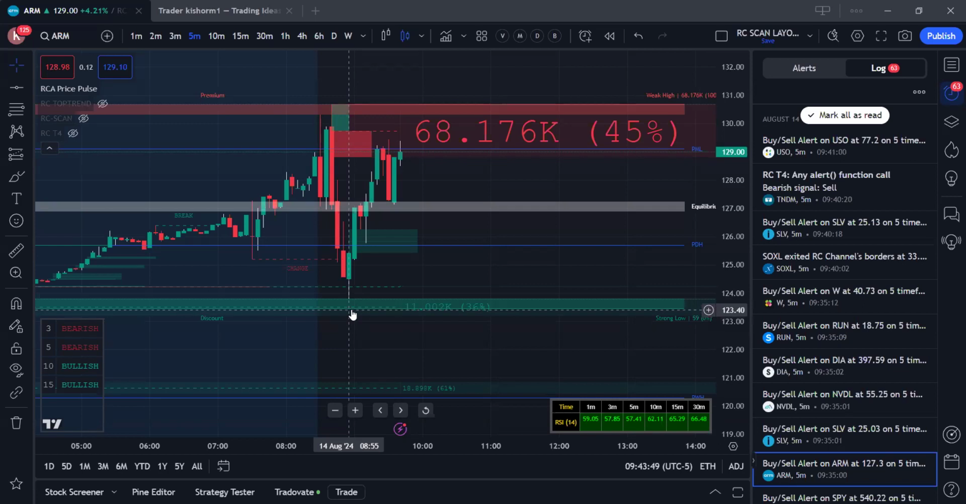Don't put a very tight stop loss, because sometimes market makers will try to just come below the support and then start going up again. So give a minimum of $1, $2 below the support and you can add to it.